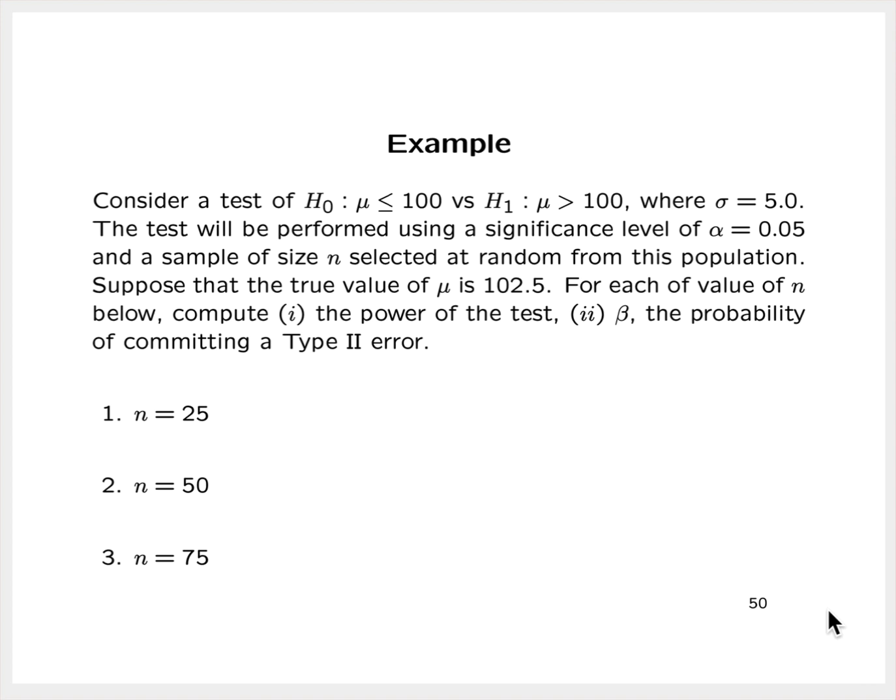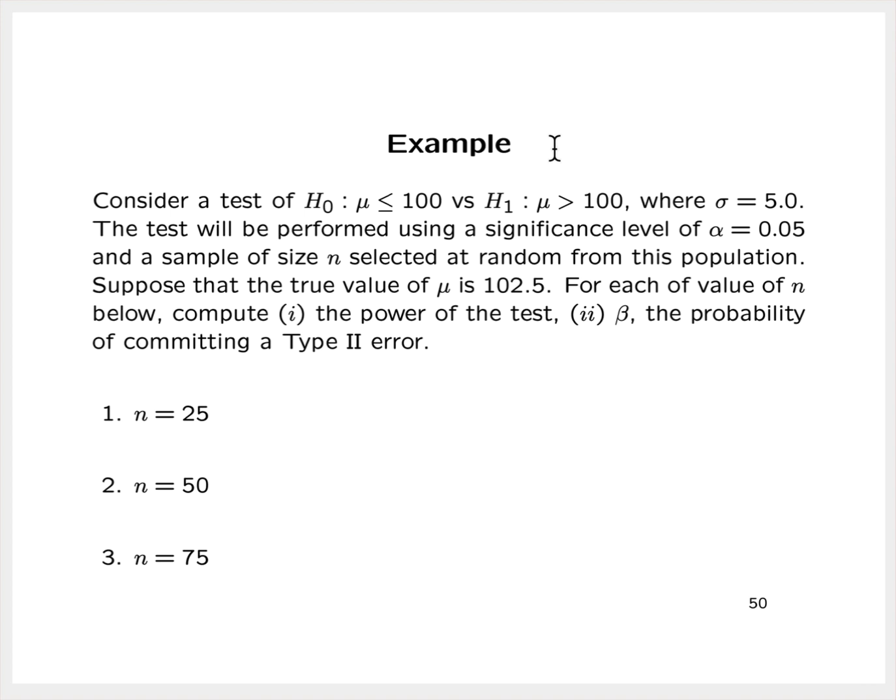All right, let's continue with another example. We have the same testing situation, a right-tailed test. The null hypothesis is that mu is less than or equal to 100. The alternative is that mu is greater than 100. Again, we're assuming that sigma, the standard deviation of the population, is equal to 5. And we're going to perform the test at a significance level of 0.05.